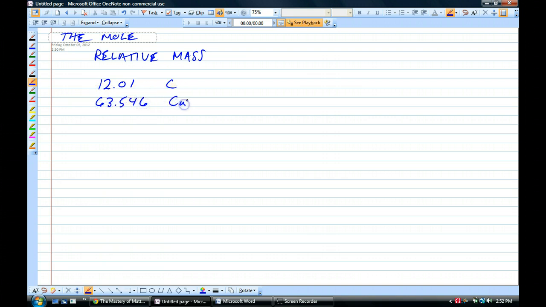63.546. That's the atomic mass of copper. We learned that that's just a relative mass, that copper is, all that means is that copper is approximately 5 times the mass of carbon. Okay? So they're just relative masses.